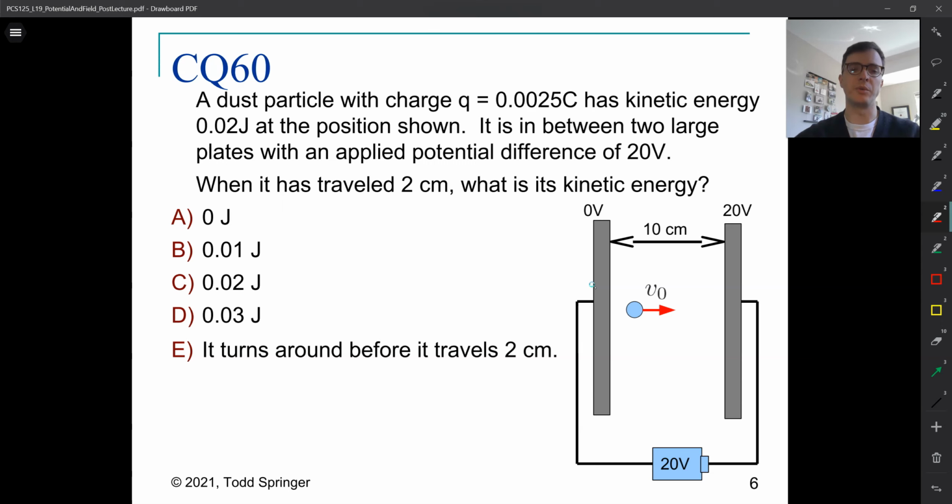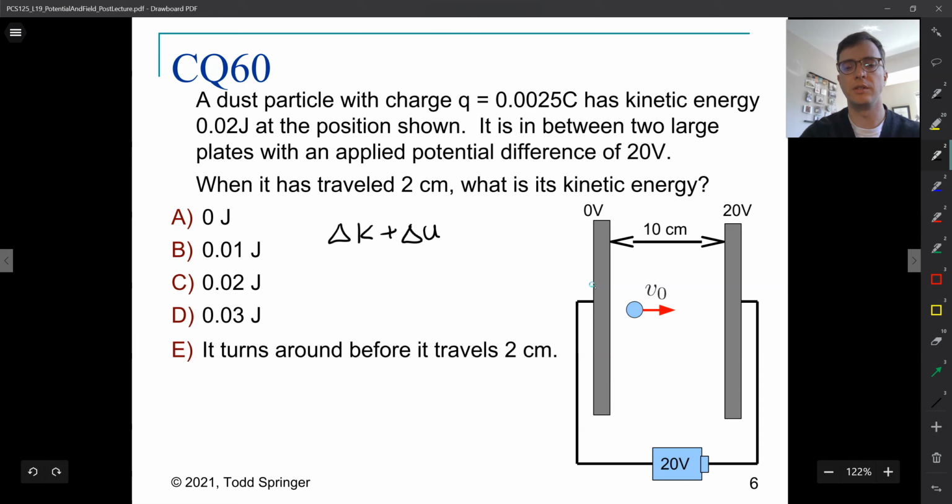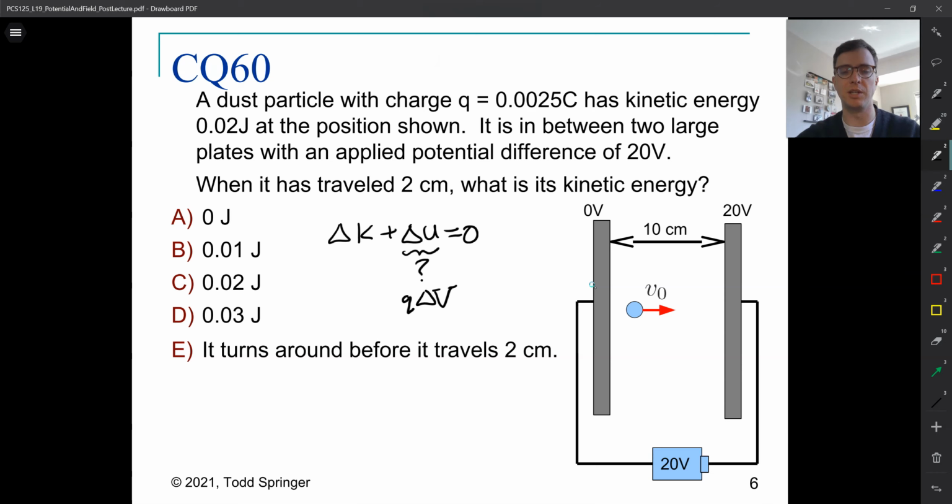So hopefully you have chosen one of these answers now, committed to one of these, and let's talk about it exactly. So the conservation of energy problem, I want to know when it's traveled 2 centimeters, I want to know what was its change in potential energy. If I know that, I can determine its change in kinetic energy because I know the conservation of energy, delta K plus delta U is equal to 0. Okay, so my question is, what is this? Well, I know it's Q delta V because the change in potential energy is related to the potential difference by this formula Q delta V. Now, what is delta V?